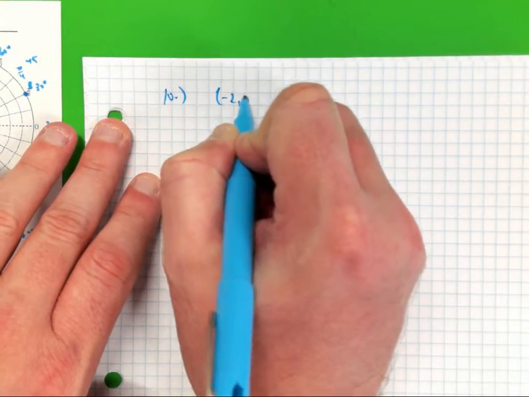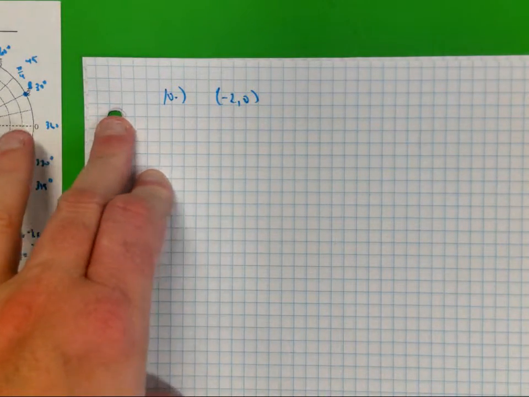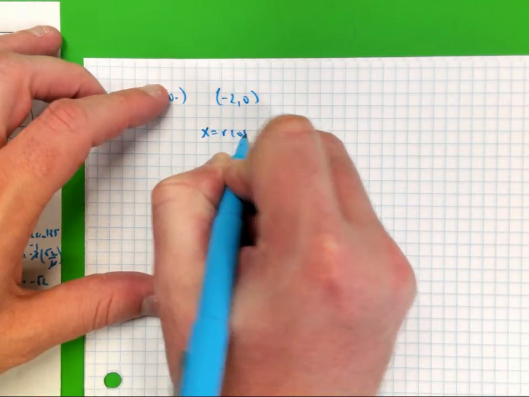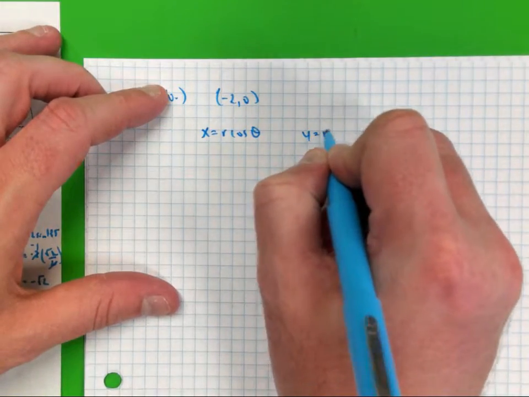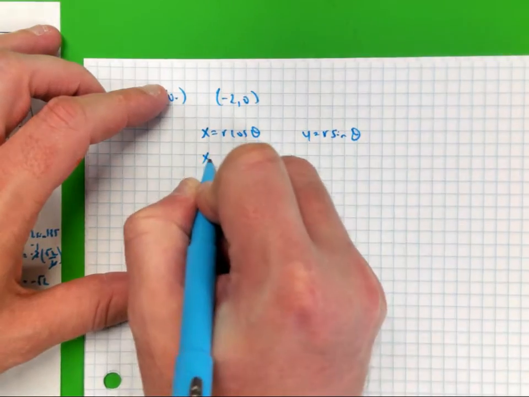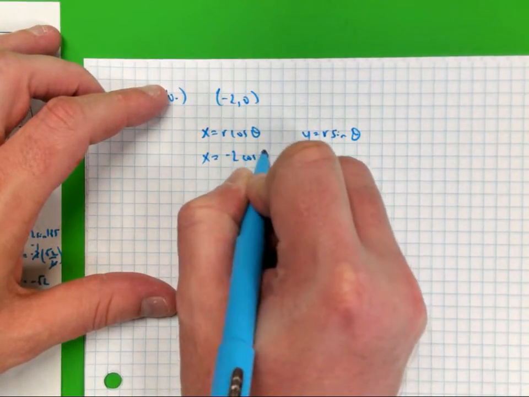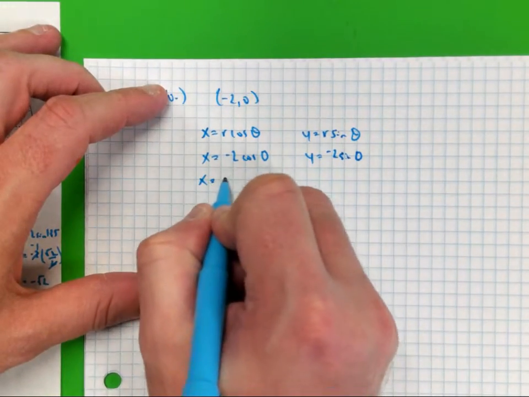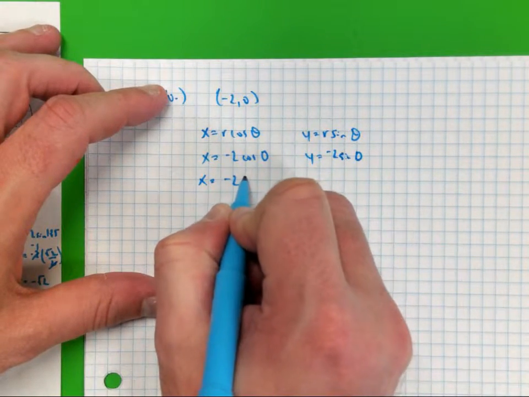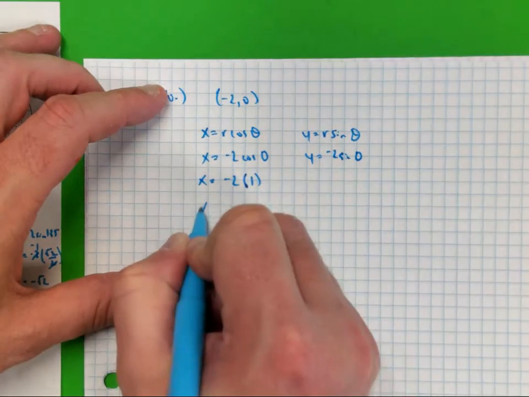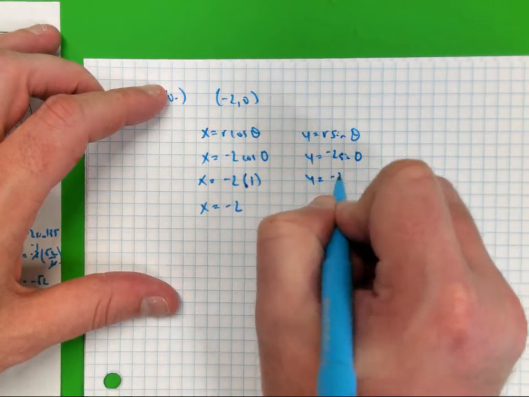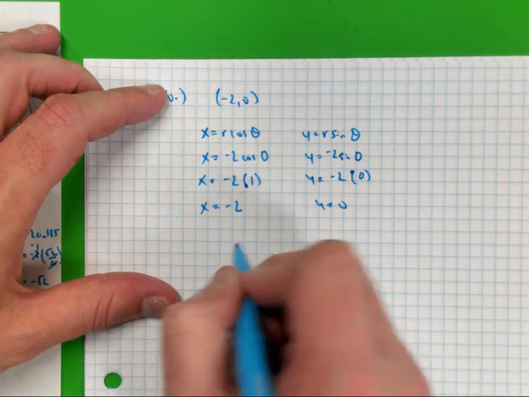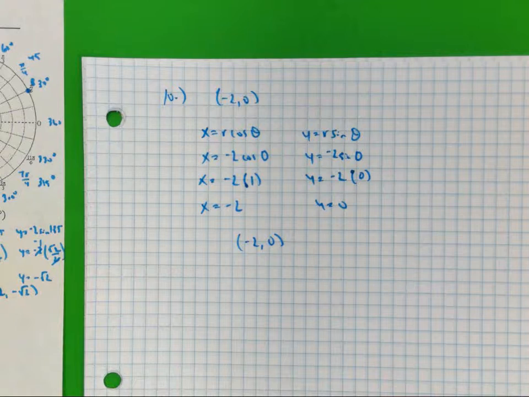So we have negative 2 and 0. And I need a formula that gives me the X coordinate and the Y coordinate. X equals what? Cosine theta, and Y equals? Very good. Cosine of 0 is 1. Negative 2 times sine of 0, which is? You get negative 2, 0.